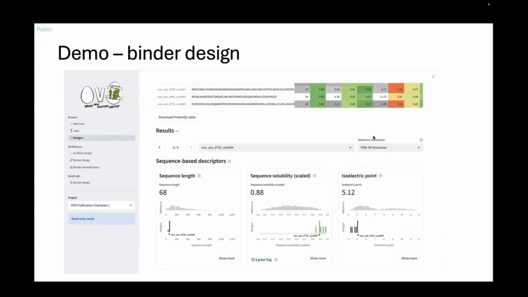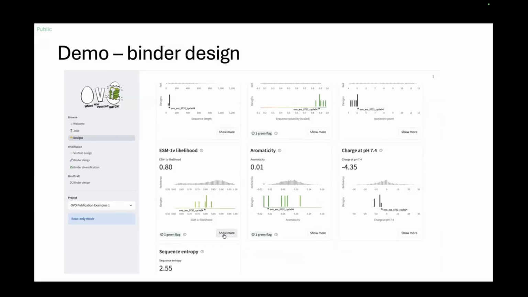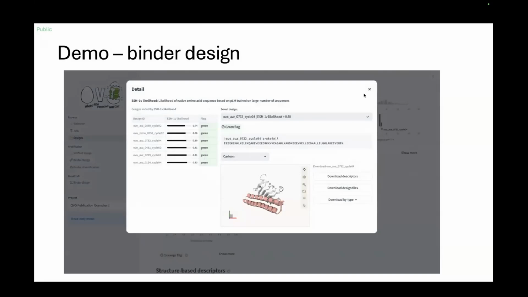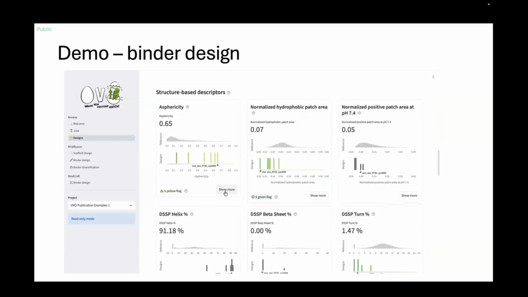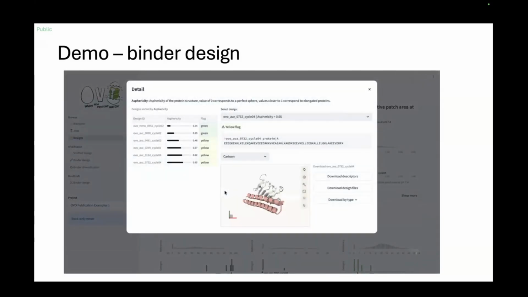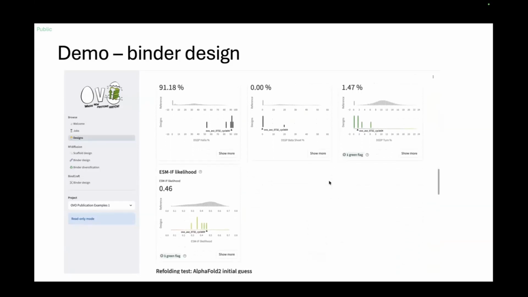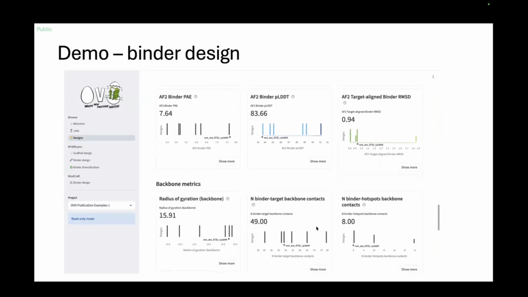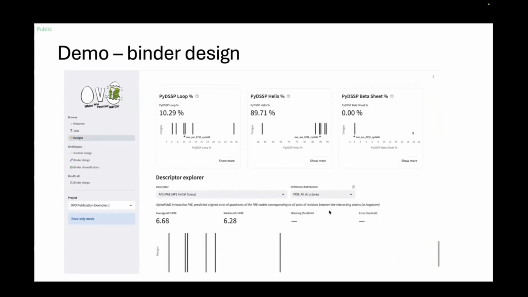And we put them into context of reference distribution. So that's the gray distribution above, and below you see the distribution of your designs. If you click on show more, you can browse the designs. We also give them flags, so you can be notified if there are outliers in your data or designs with some suspicious values of those descriptors. And we also show both some sequence and structure-based descriptors such as predicted solubility or hydrophobic patches. We also display some basic backbone metrics and refolding.